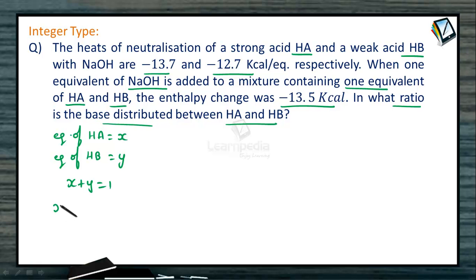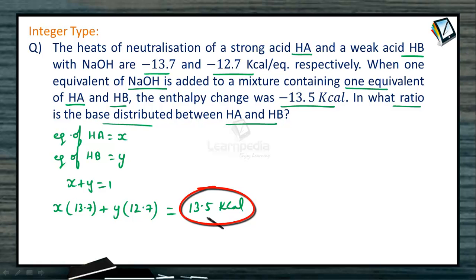Means X equivalent of strong acid reacts with heat of neutralization of 13.7, and Y equivalent of weak acid with heat of neutralization as 12.7. Whenever they neutralize, totally we are getting 13.5 kilocalories of heat, isn't it? For one equivalent we get 13.7 kilocalories for the case of strong acid and 12.7 for the case of weak acid. As we have X equivalent, it is X into 13.7, Y equivalent, Y into 12.7, and this total value is equal to 13.5 kilocalories.